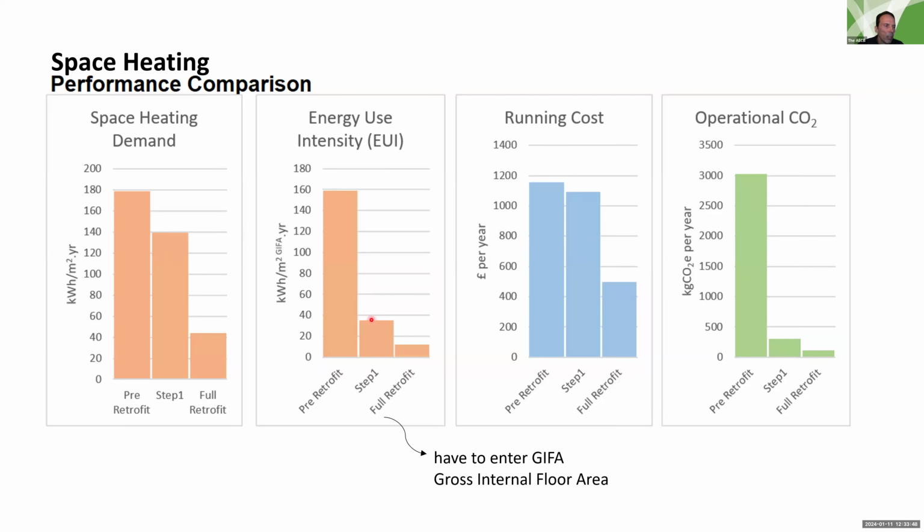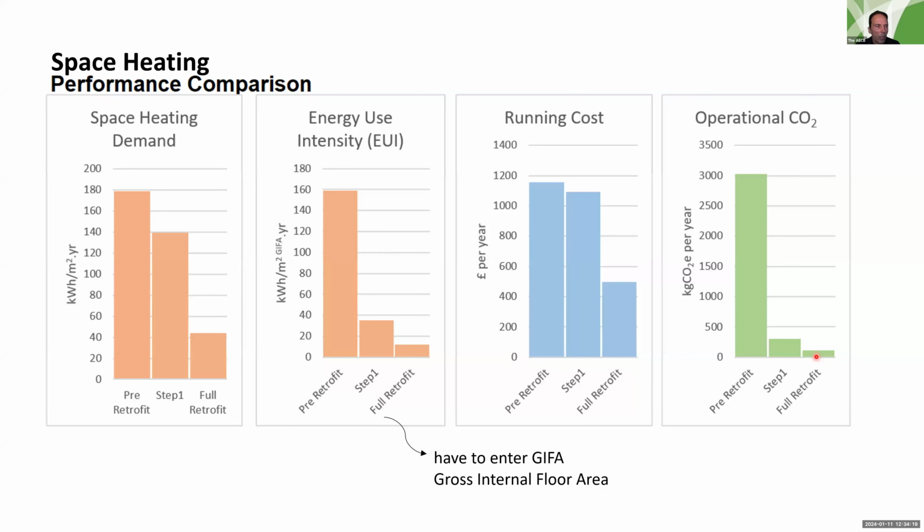And energy use intensity shows a similar story, looks a bit more of an improvement. The running cost, we did say that it has to be equivalent or slightly less, and it is. But it doesn't actually really improve until we do the full retrofit. And we can see with the operational CO2 that step one is a massive improvement in CO2, and the full retrofit is even more. So that's quite useful.